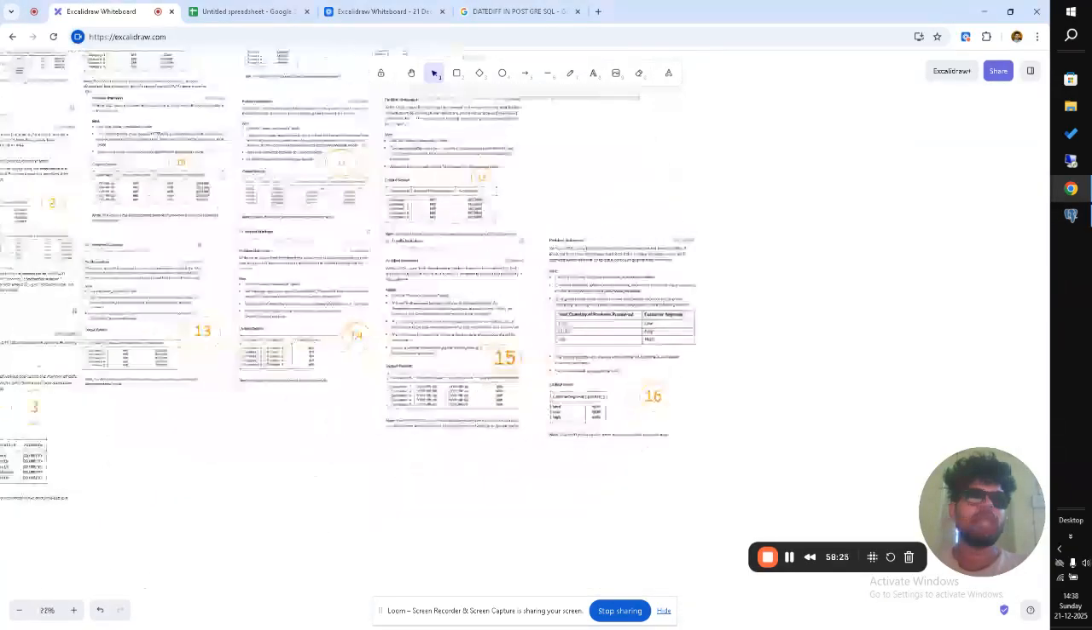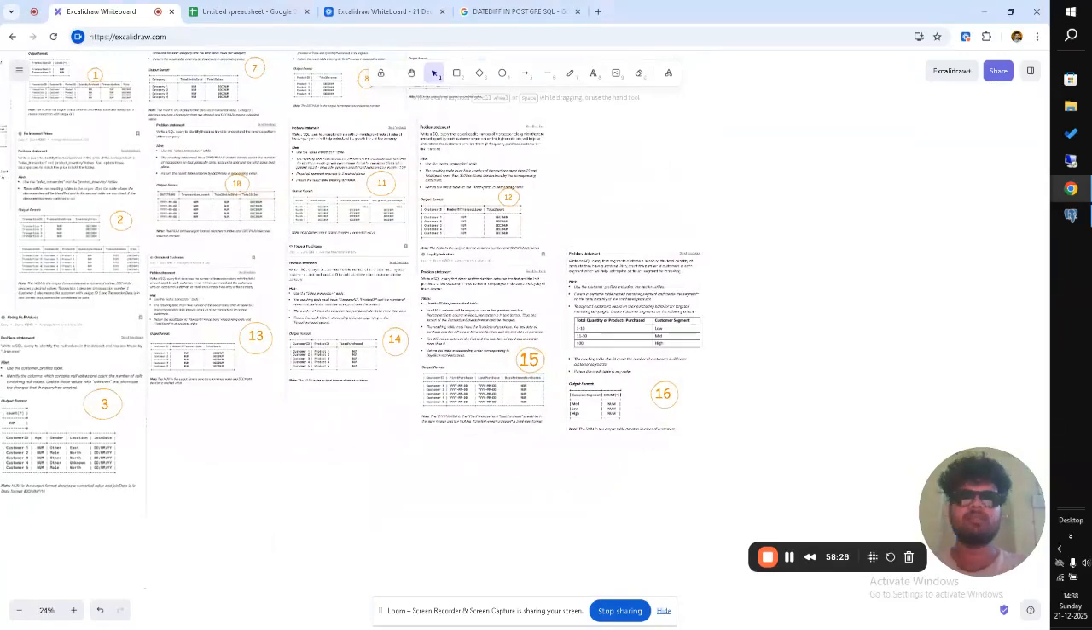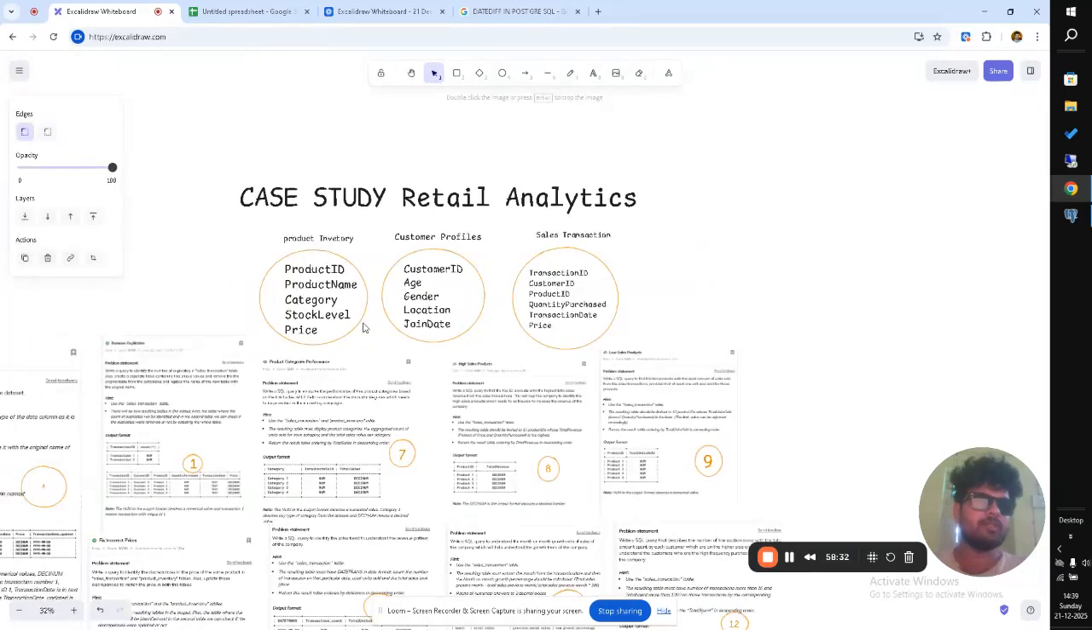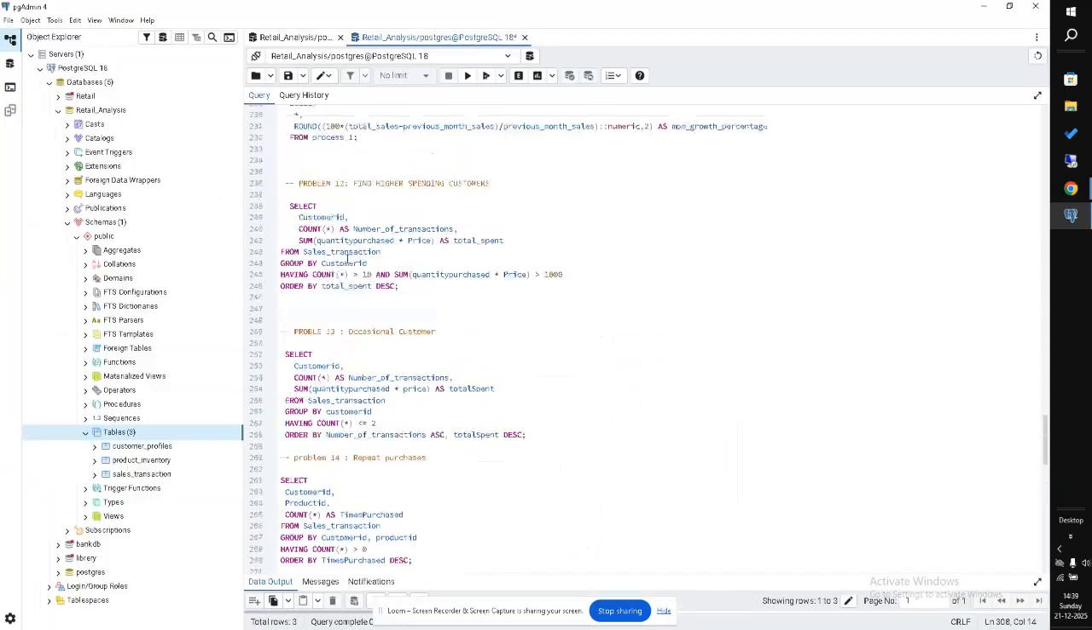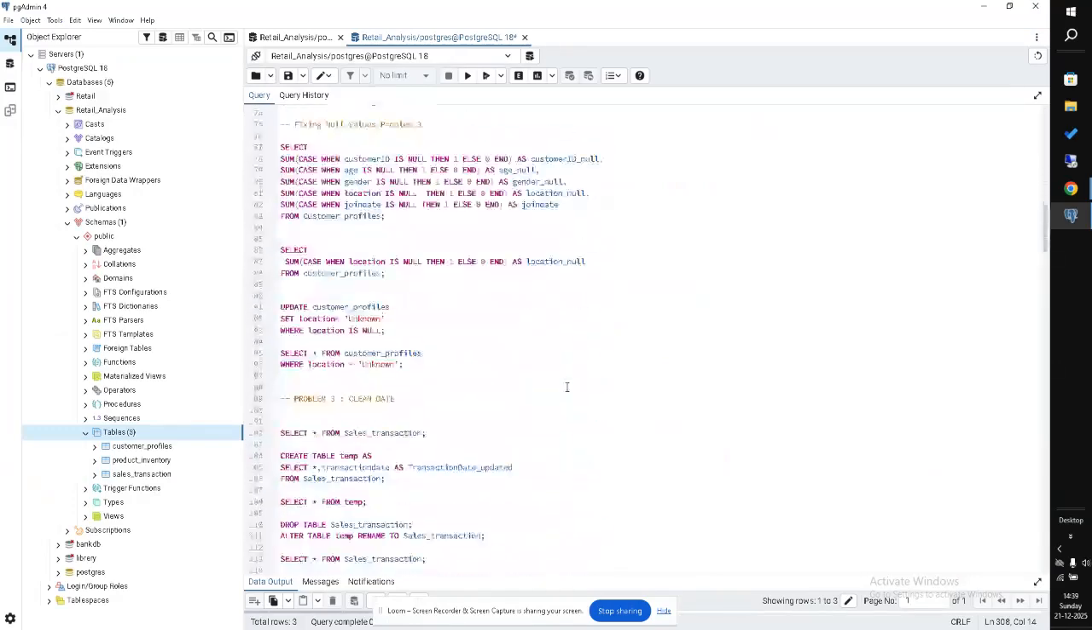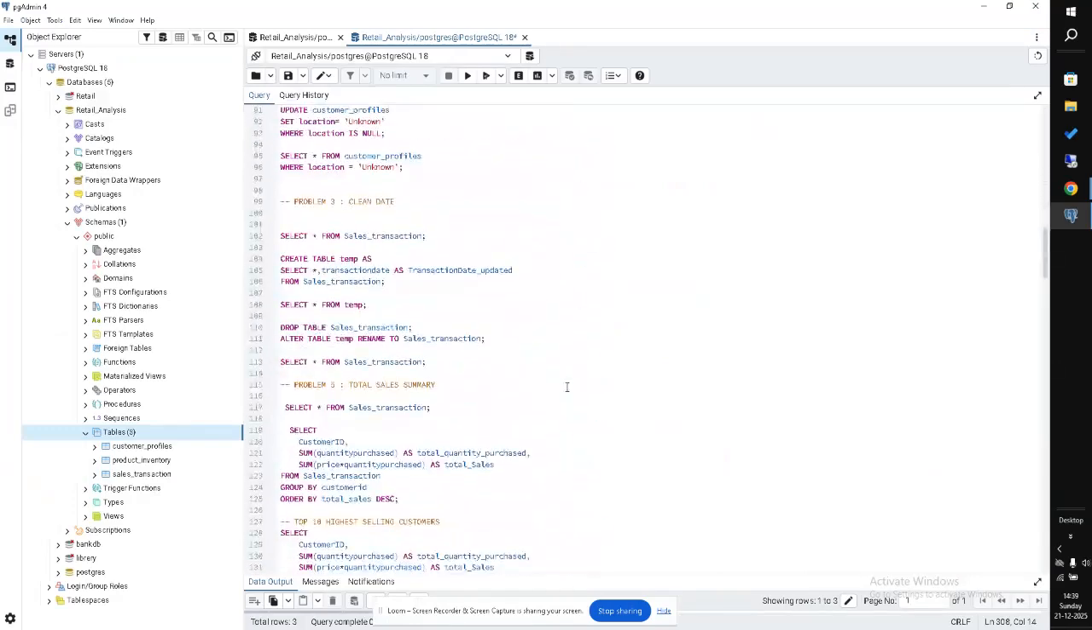We complete the analysis. We have actually completed the retail analysis case study by using these questions. And these are the questions, as you can see, we are able to solve.